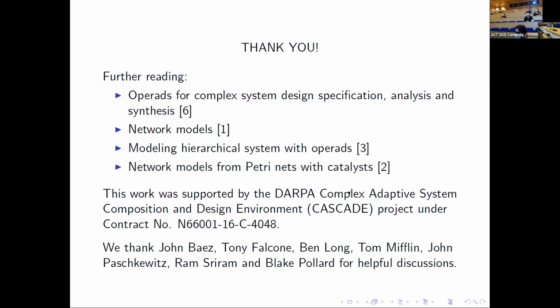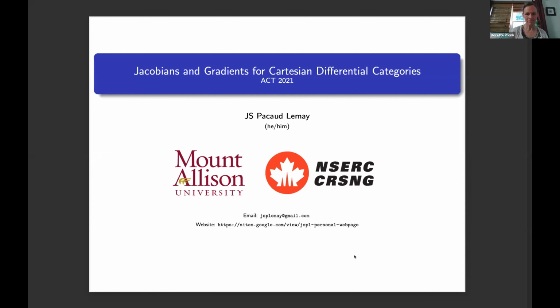And our next speaker will be JS. And John, if you stop sharing, then JS can share. Okay. How's that? That looks good. Awesome. Thank you, JS. And so JS has just moved to Mount Allison, I guess. Is that official? And will speak to us today on Jacobians and gradients for Cartesian differential categories.